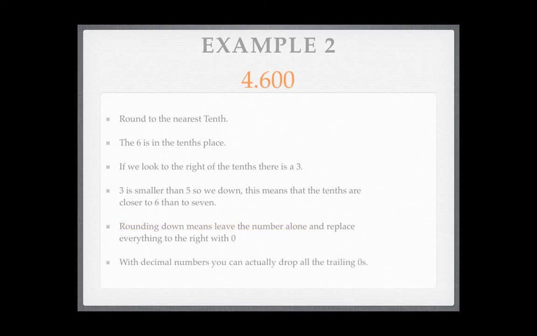Now, in this particular case, with decimal numbers, you can actually drop all the trailing zeros. That can only be done with decimal numbers. And in fact, we did it with our last example as well, but here it's a little bit more obvious. The number becomes 4.600, and when we drop the zeros, the number becomes 4.6.